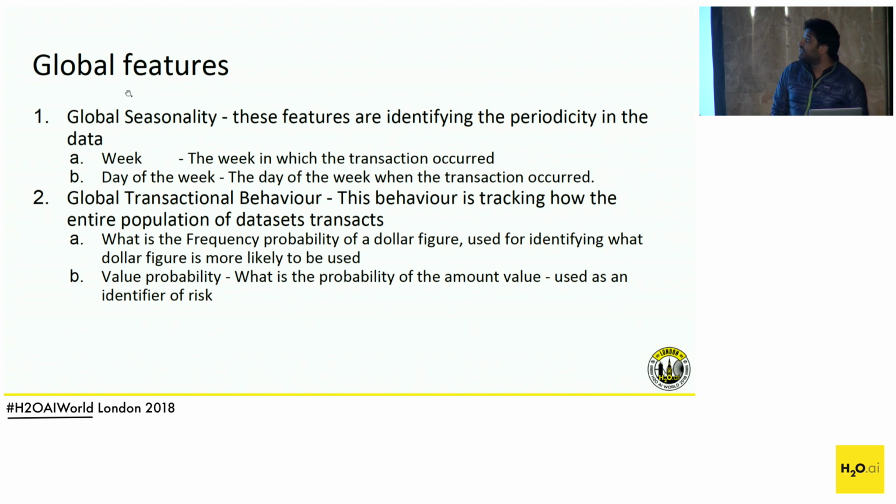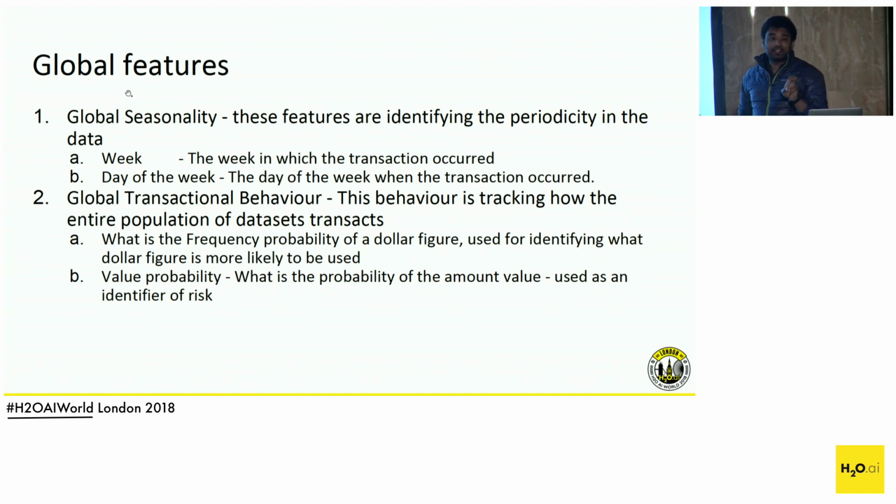If we look at the specific features for the credit card fraud use case itself, you can look at two different categories of global features. One is seasonality. Time is one of the most important features that you can use for feature engineering. Here you look at the week in which the transaction occurred and the day of the week. Saturdays and Sundays, people are spending big outside. Weekdays, you're not necessarily spending big outside. That partitions your space right there.